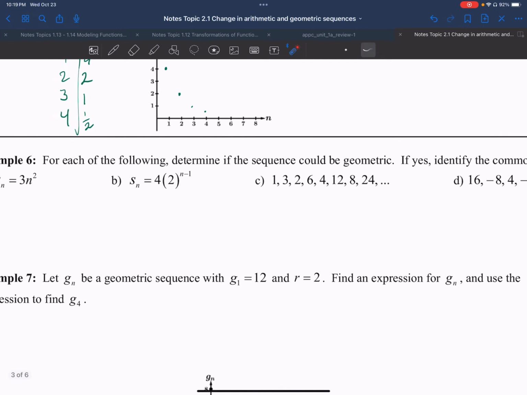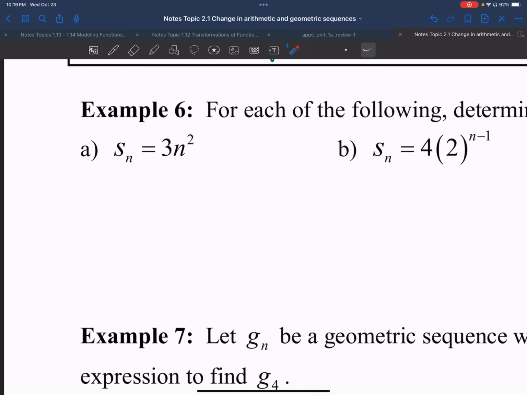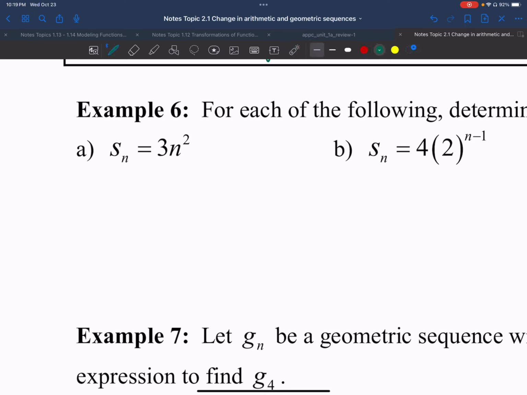For example 6, it says for each of the following, determine if the sequence could be geometric. If it is, determine the common ratio. So what I'm going to do is I'm going to create my table just like before, n, and then s of n on the right side, 0, 1, 2, and 3. And then I'm going to start plugging in.